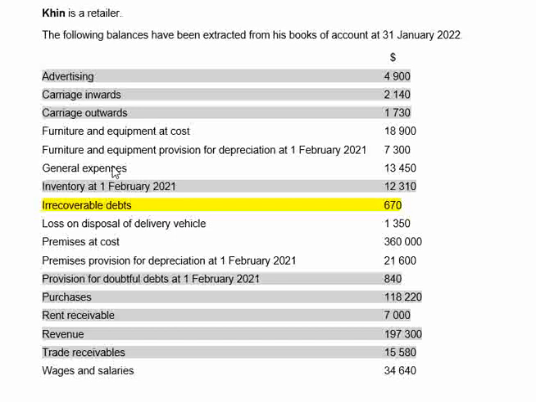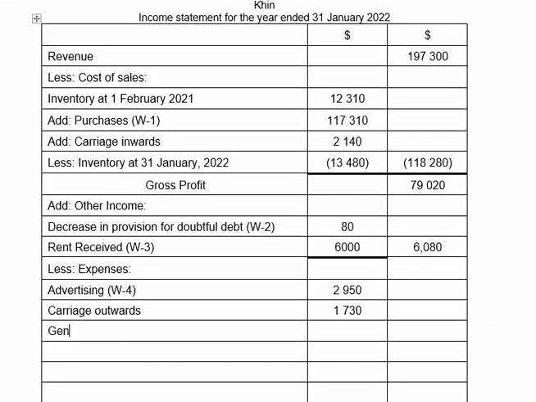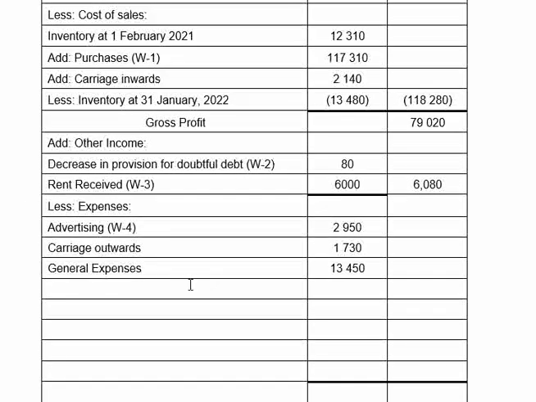Then we have general expenses of 13,450. After carriage outwards, we will take general expenses 13,450. And after that, here we have the loss on disposal of delivery vehicle. This is a loss, so it means this is an expense. Loss on disposal of delivery vehicle, you have been given 1,350.